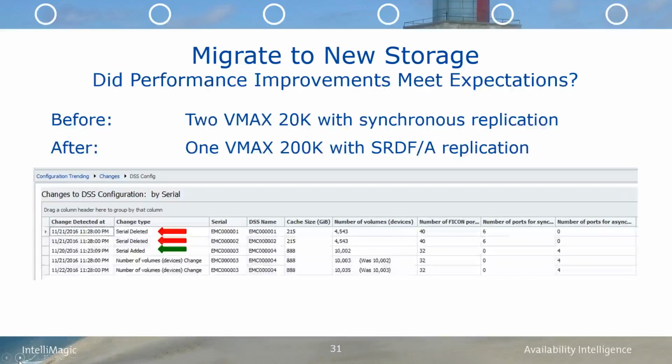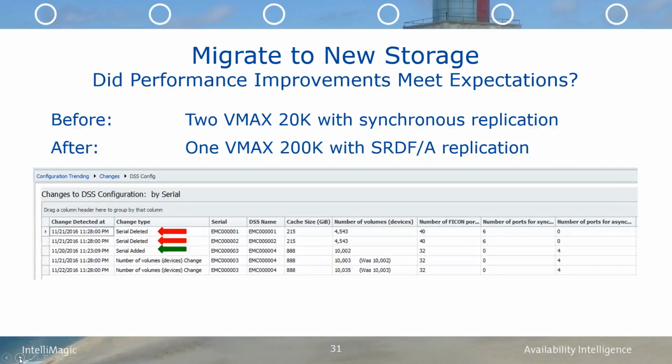So here we have an example where a customer was migrating to new storage. And the question they had is, did performance improvements actually meet expectations? Before the migration, they had two VMAX 20K storage units with synchronous replication. And after, their target configuration was one VMAX 200K with SRDF/A replication. That's a VMAX 3, by the way, in case you didn't know. So they were switching replication, and they were also going to a more recent vintage of EMC storage.